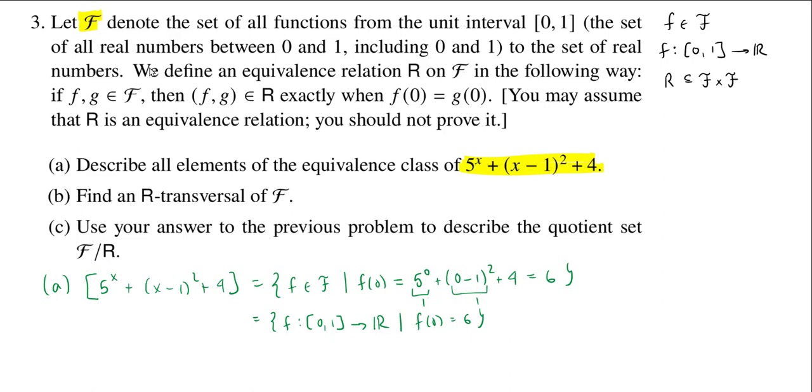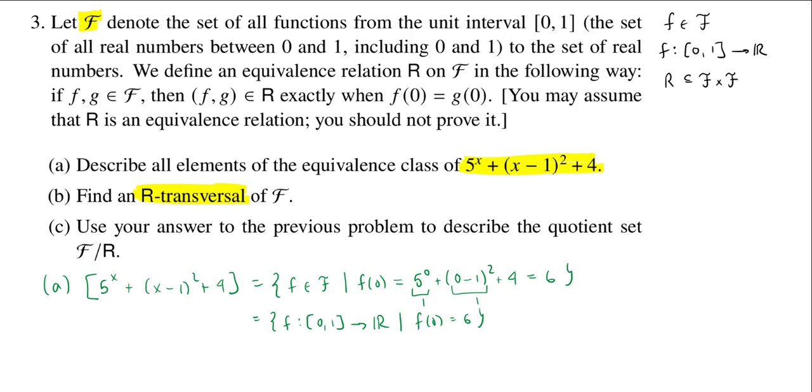B says to find an R transversal of F. Well, it's important to know what that means. What do I mean by an R transversal? Well, R is the equivalence relation. A transversal is going to give me one single element in every possible equivalence class. Oh my goodness. Well, how many equivalence classes are there?